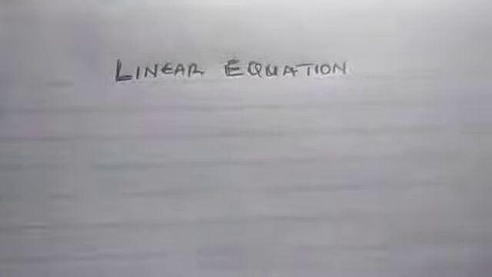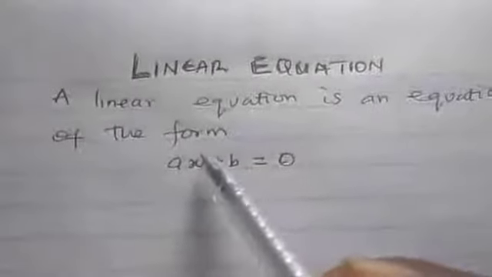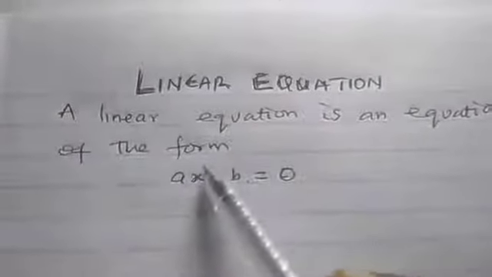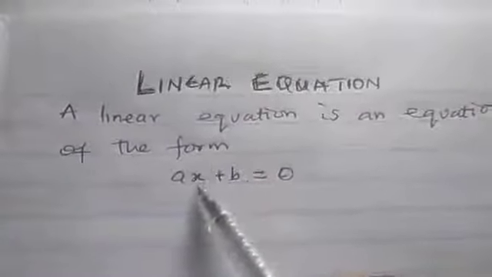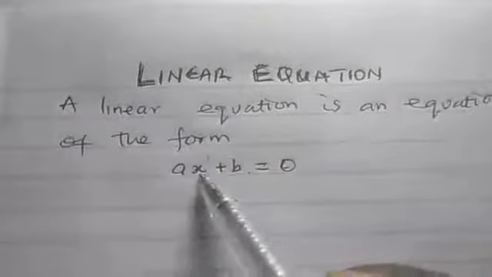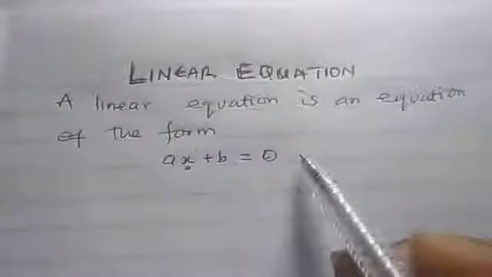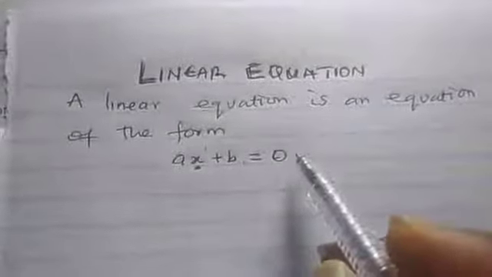Linear equation. A linear equation is an equation of the form ax + b = 0. When we are talking about a linear equation, we mean an equation such that the power of x here is 1. That is, there's nothing written here, which means x is to the power 1. When the highest power of the variable in an equation, which is this x, is 1, then we say that such an equation is a linear equation.